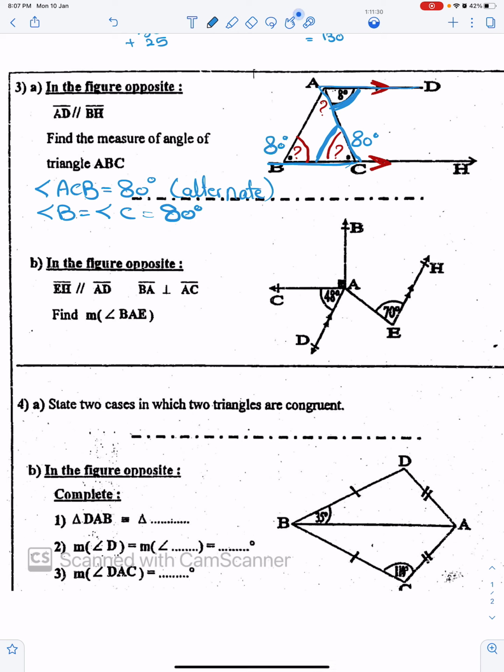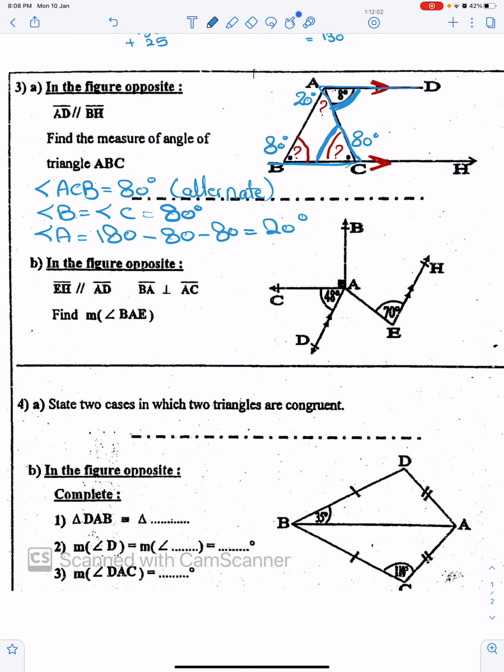Okay, what about angle A? Angle A is equal to 180 minus 80 minus 80, which is equal to 20 degrees. From where did we get it? From the sum of angles of a triangle. The sum of angles of a triangle is equal to 180. So when I make 180 minus 80 and the other 80, the angle is going to be 20 degrees.